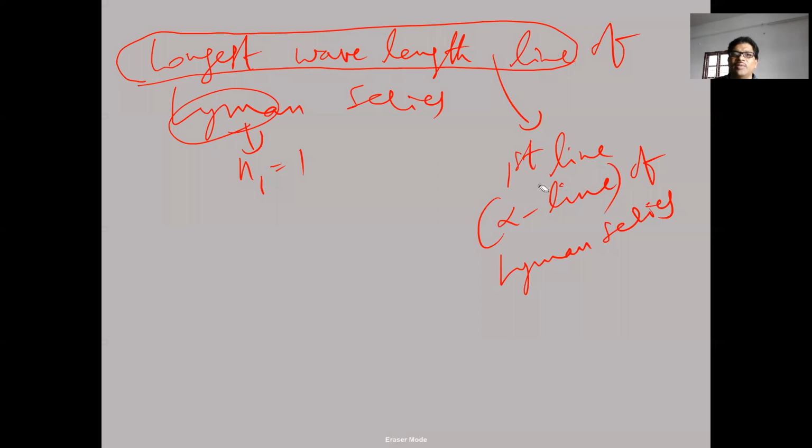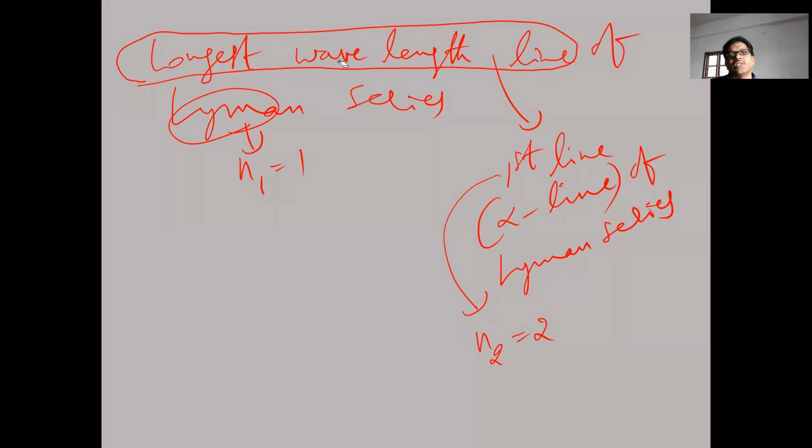Now first line means what will be the n2 value here? For the first line of Lyman series, n2 should be taken 2, because n1 is 1 here, electron must come to first orbit. When electron comes from second orbit to first orbit, it will be called first line. When electron comes from third orbit to first orbit, it is called second line of Lyman series. So longest wavelength means first line we have to imagine, that is alpha line. First line means n2 value should be taken 2 for Lyman series. Okay, n1 value, n2 value we understood here.